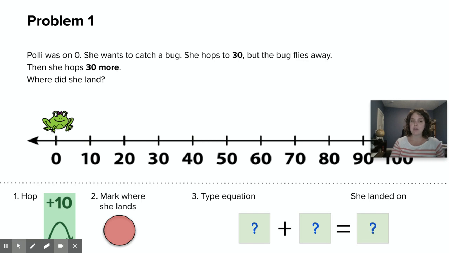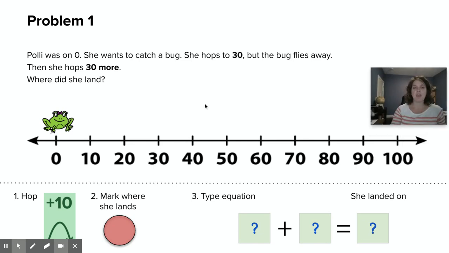She hops to 30, the bug flies away, then she hops 30 more. Where did she land? So go ahead and, using your board and marker and sock, I want you to do that math problem. And if you need to use the number line, you are welcome to use it right here on the screen.